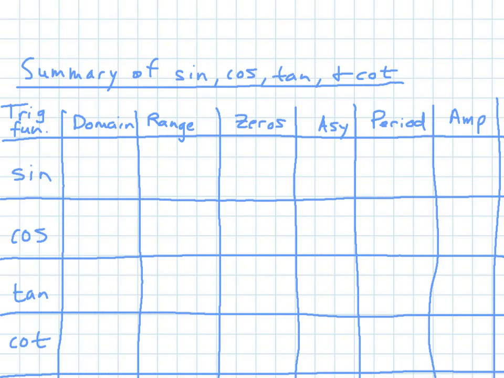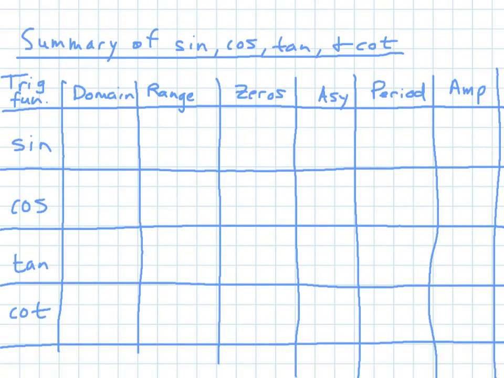Now here's a summary. So I have my 4 trig functions that we've already talked about and graphed. We kind of talked about domain and range for them. So let's write them out. So for sine and cosine, the domain is negative infinity to infinity. And then our range values for sine and for cosine are restricted to just values from -1 to 1.